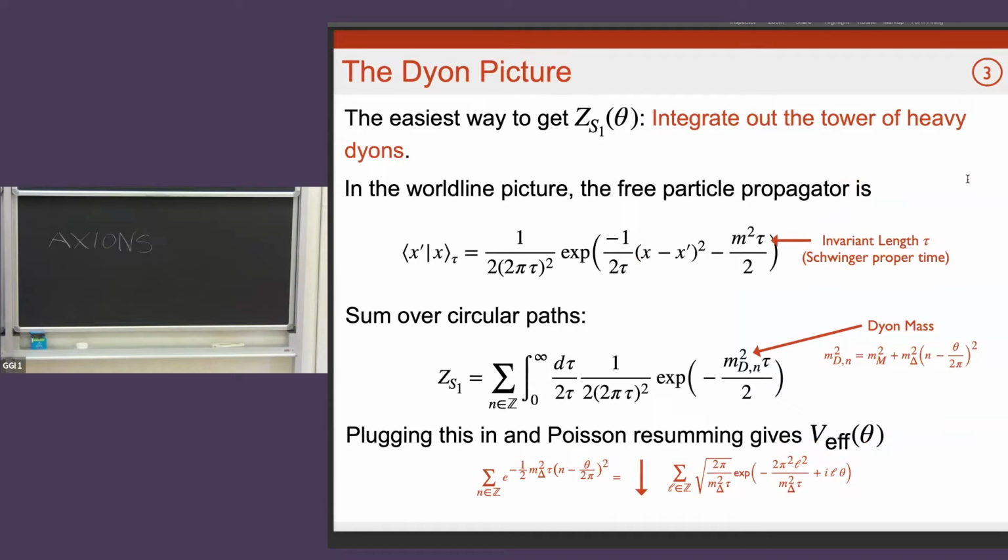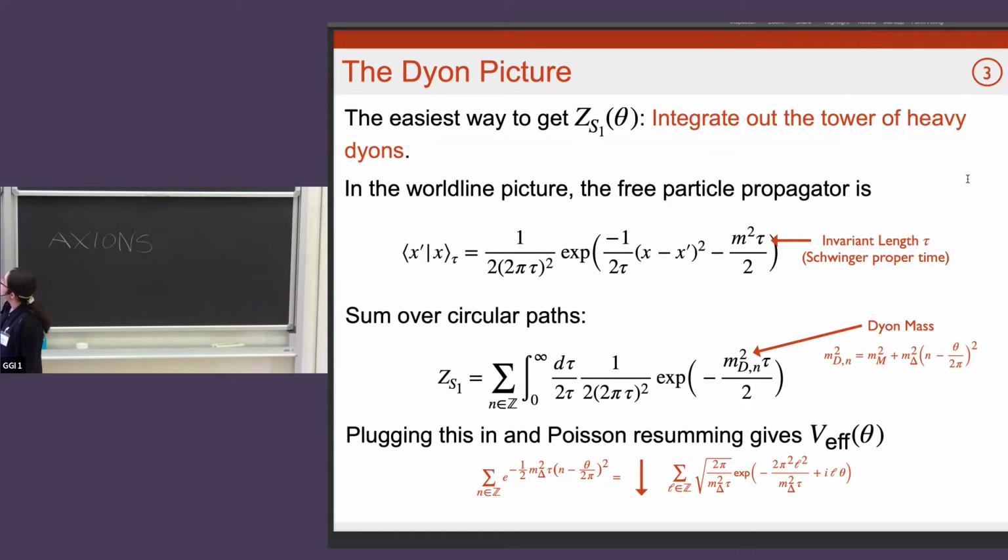The Witten effect told us that when we have a magnetic monopole, we're going to get this tower of particles that also have electric charge. So we can use the background field method, treating the axion as a background field, to integrate out that tower. In the worldline picture, the free particle propagator is generally given by this expression here.